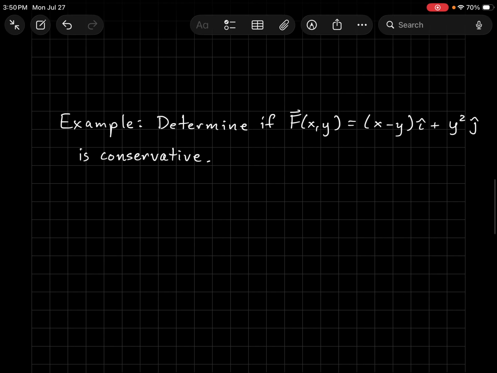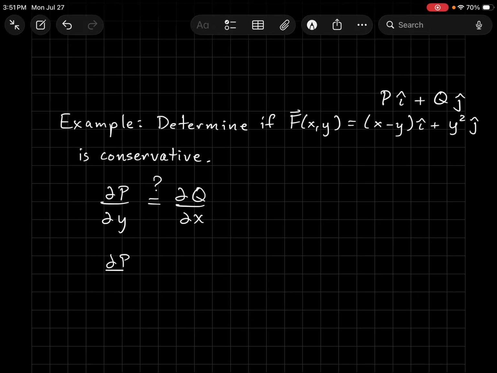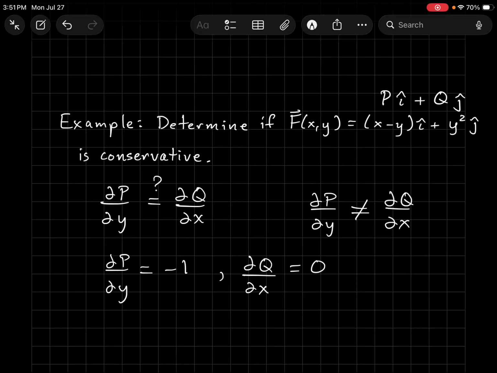Let's determine if this vector field (x minus y)i plus y squared j is conservative. So this is going to be Pi plus Qj. And if F is conservative, then the partial of P with respect to y must equal the partial of Q with respect to x. So let's find the partial of P with respect to y, which is going to be -1. And the partial of Q with respect to x now is going to be 0. Since these things are not equal, since the partial of P with respect to y does not equal the partial of Q with respect to x, we know that F is not conservative.